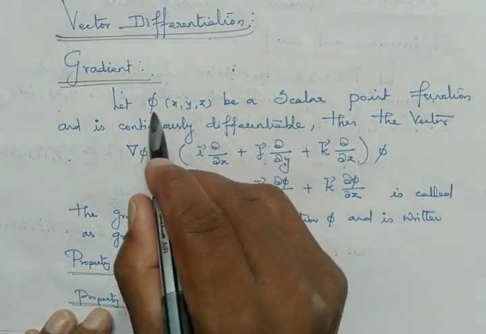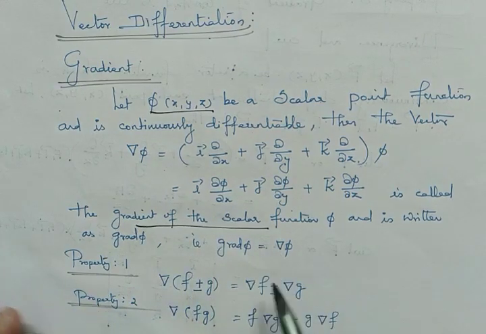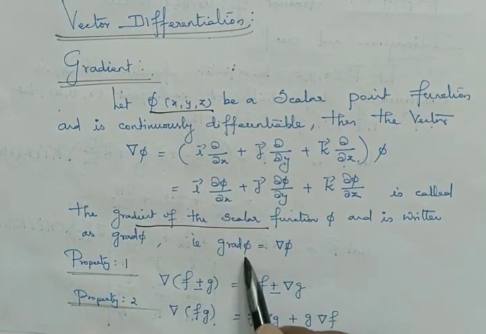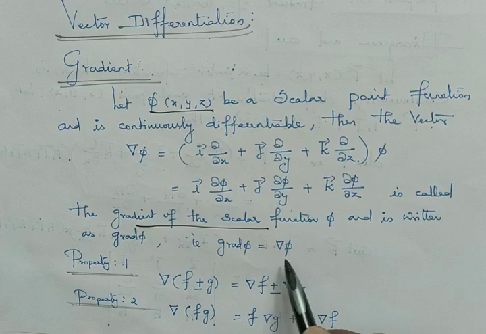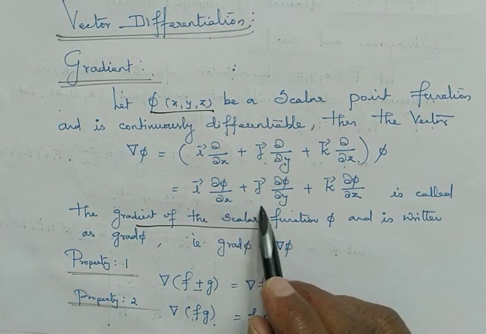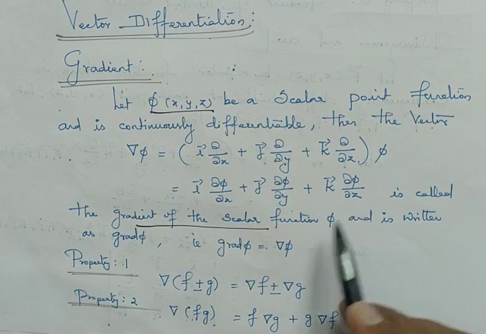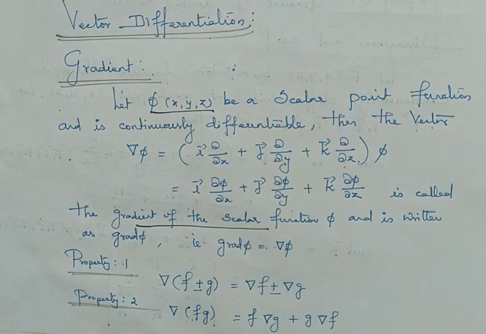Gradient of the scalar phi of x, y, z, which is a scalar. So the gradient of the scalar function we can write as grad phi. Grad phi is equal to nothing but del phi, in the form of i vector into dou by dou x plus j vector into dou by dou y plus k vector into dou by dou z, called the gradient of the scalar function.